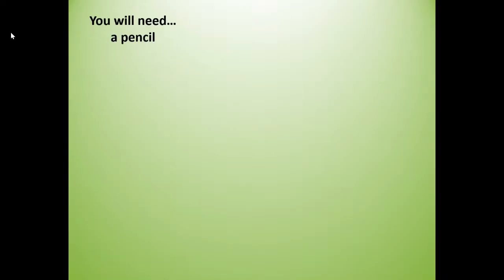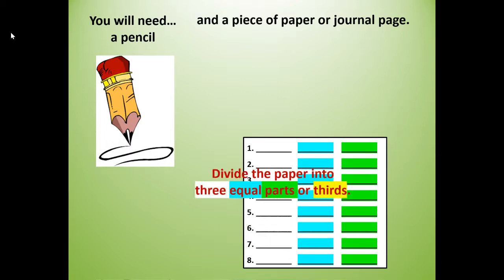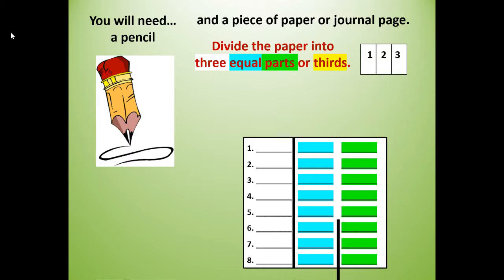Today we're going to focus on Chapter 12 of Bud Not Buddy and the vocabulary words 1 to 8. For this lesson, you will need a pencil and a piece of paper or your journal. You're going to divide the paper into 3 equal parts or thirds, and then write numbers 1 to 8. If you don't already have your materials, push pause, get your pencil and paper, and when you're ready to join me, push play.